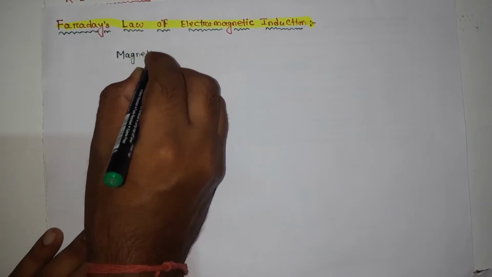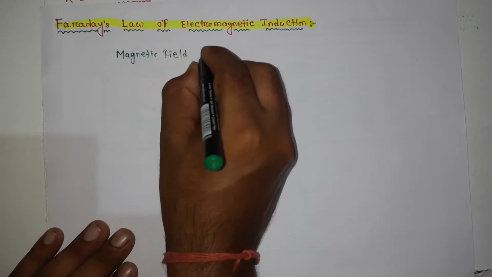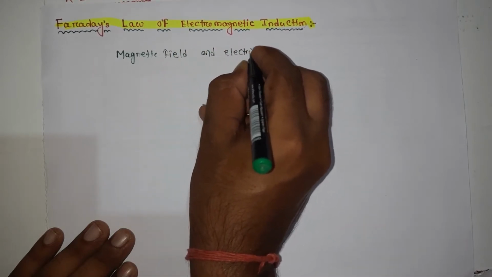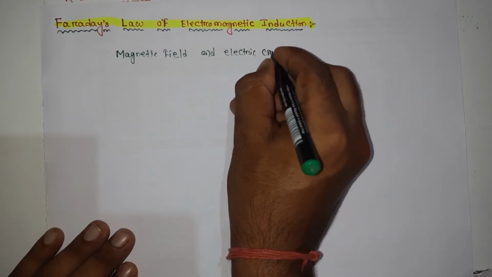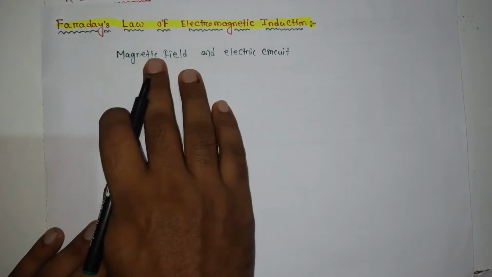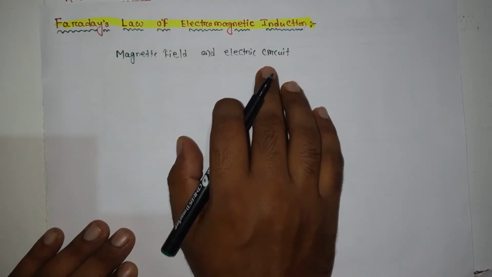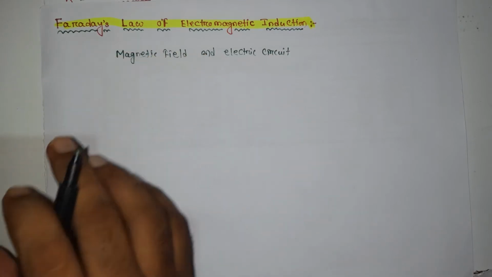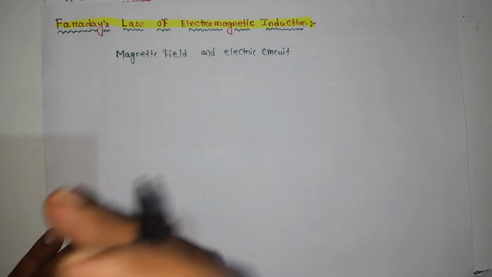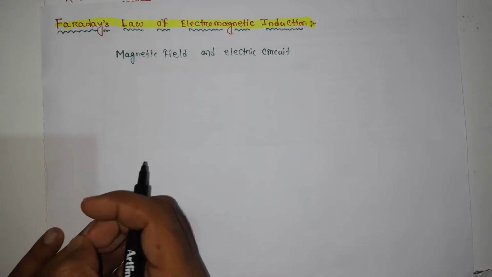magnetic field and electric circuit. It basically gives the concept of the relation between magnetic field and electric circuit. Also it provides brief knowledge about how an EMF will be generated.